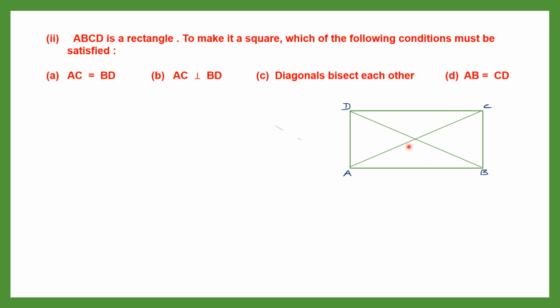Okay, so this is the rectangle. So what is a rectangle? The opposite sides are equal. They have diagonals which are also equal. But look carefully, the diagonals are not meeting at right angles.